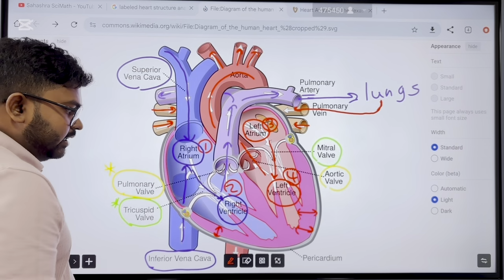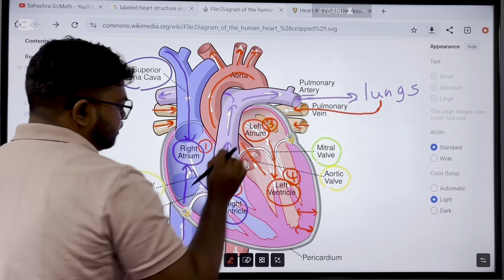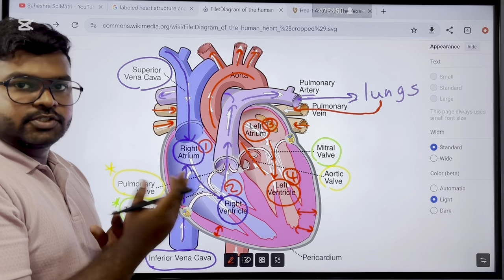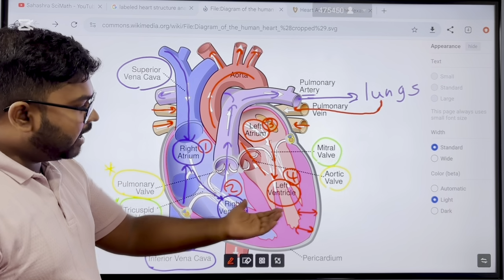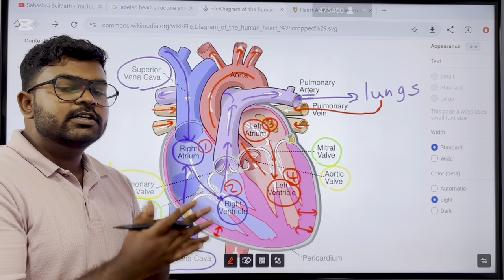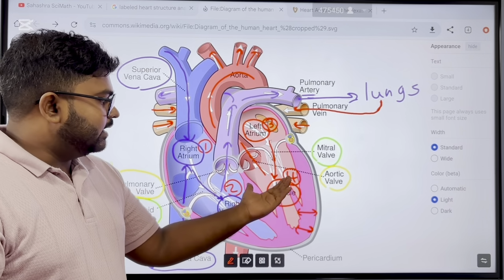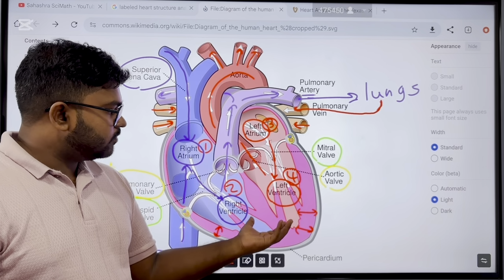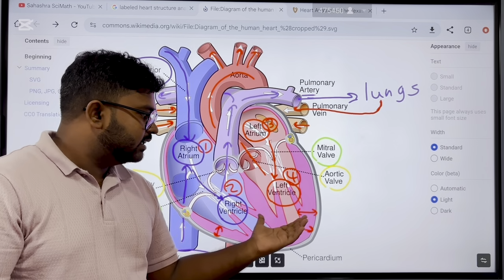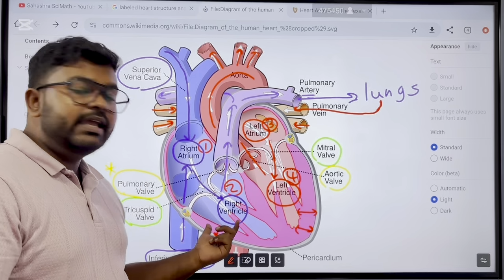Because the right ventricle only has to pump blood into the lungs. So the distance is short. But the left ventricle has to pump blood through the whole body, through the aorta. Because of that, the left ventricle has to have greater power than the right ventricle, so the thickness of the left ventricular wall is higher than that of the right ventricle.